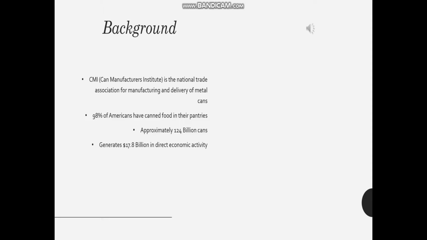A brief background will help establish the need and help you understand why we need to improve in the manufacturing of metal cans. CMI is known as the National Trade Association that manufactures and delivers metal cans. And since about 98% of Americans have canned foods in their pantries, some up to 24 cans on average, the company has to manufacture about 124 billion cans every year, which generates somewhere around $17.8 billion.